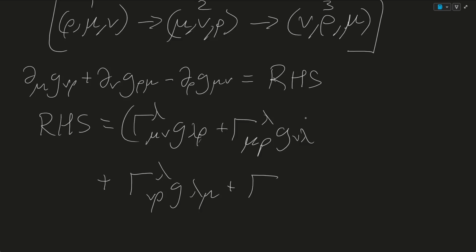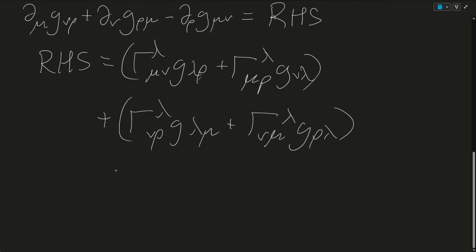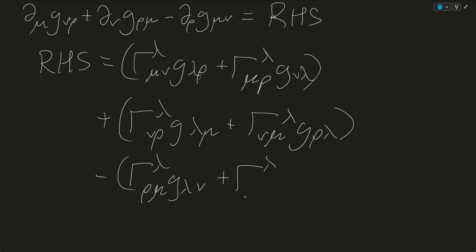Oh, I need to put it in brackets. Gamma nu mu lambda g of rho lambda. That's not a lambda. That's a lambda. There we go. Minus gamma rho mu lambda. It's not a very good lambda. Lambda g sub lambda nu plus gamma lambda rho nu g sub mu lambda.